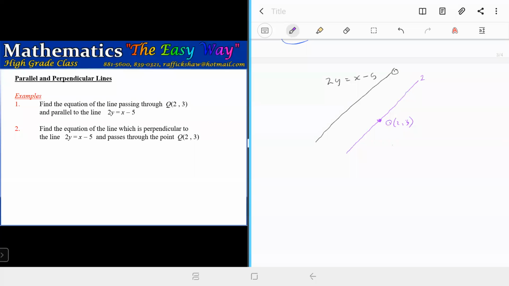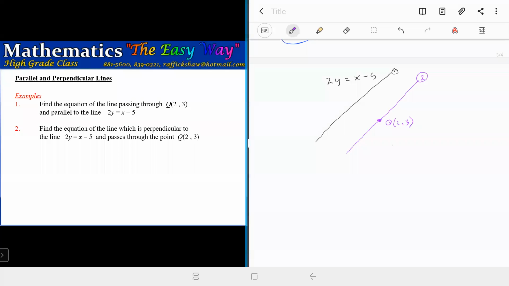We want to find the equation of line 2. All right, so remember now, if we want to find the equation of line 2, we need to know 2 things about line 2. What are the 2 things we need to know about line 2 to find the equation of line 2? Somebody tell me. What are the 2 things we need to know? Sir, the gradient. Yes, the gradient and a point.